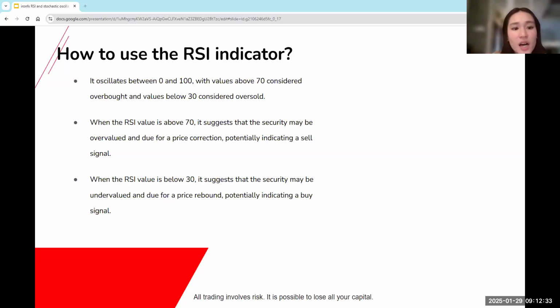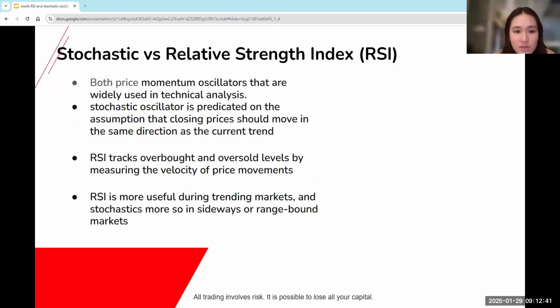Okay, great. So now that we know how exactly to use the RSI and the stochastic oscillator, let's look at the differences between them. So the RSI and the stochastic oscillator are both price momentum oscillators that are commonly used. So they're most often used in tandem, but they each have their different underlying theories and methods. So the stochastic oscillator is predicated on the assumption that closing prices should move in the same direction as the current trend.